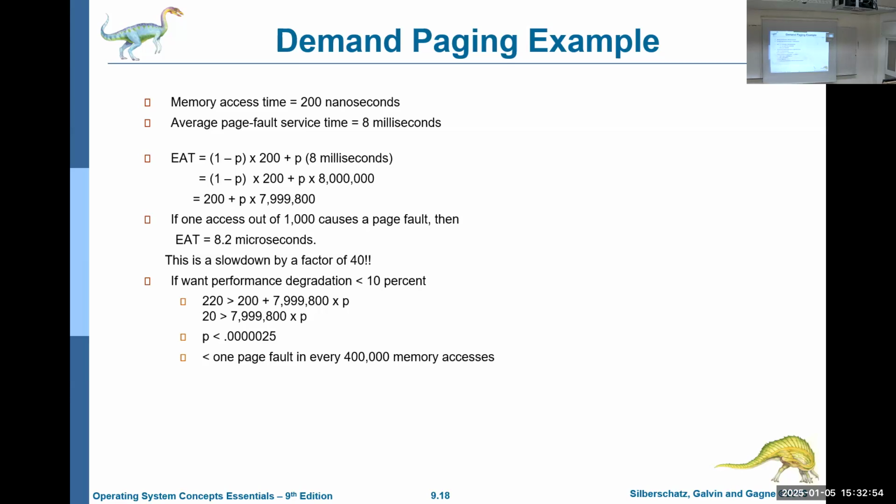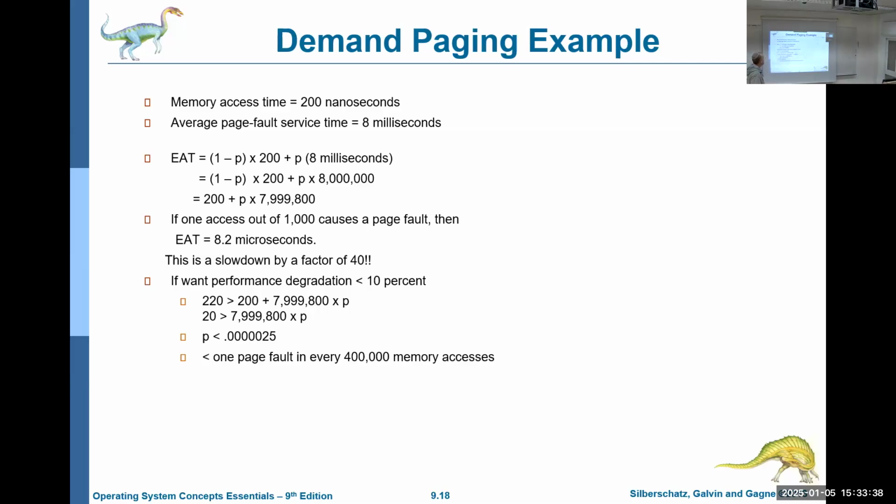Average page fault service time is 8 milliseconds, so we're screwing around here with time, because now we're talking milliseconds. How many nanoseconds is 8 milliseconds? A millisecond is a thousandth of a second. The answer is 8 million. Nanoseconds are really small, so you can get a lot of them into 8 milliseconds, 8 million of them.